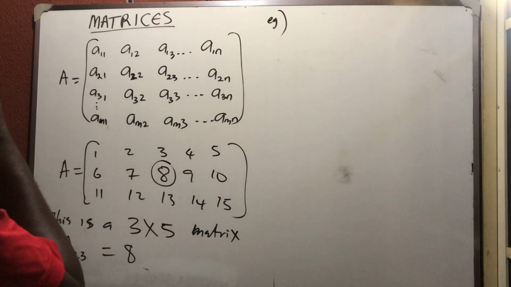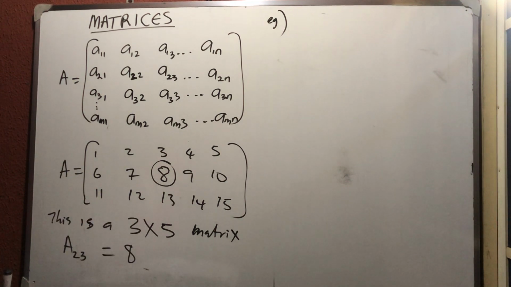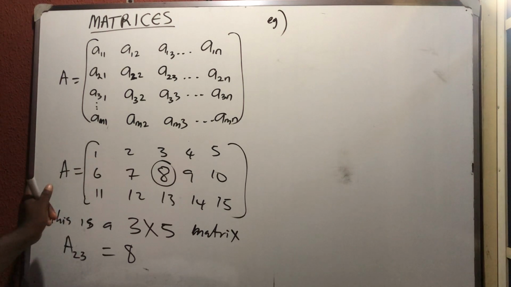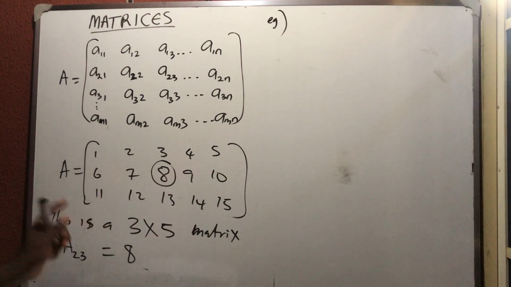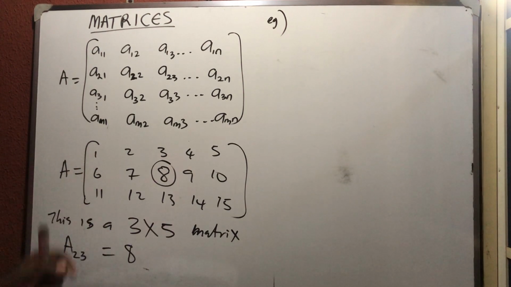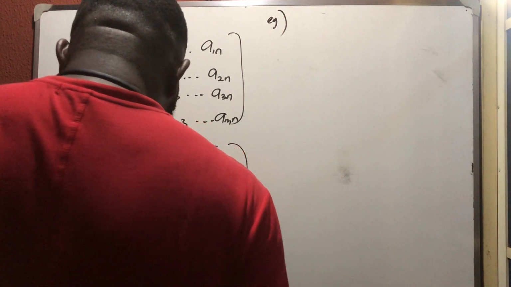Now another thing we need to know is the leading entries. The leading entries are the first one you are seeing in each row. The leading entry in the first row here is 1. The leading entry in the second row is 6. The leading entry in the third row is 11. So the leading entries here are 1, 6, and 11. Okay, so that is that.